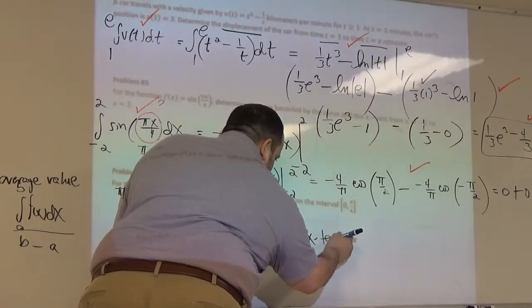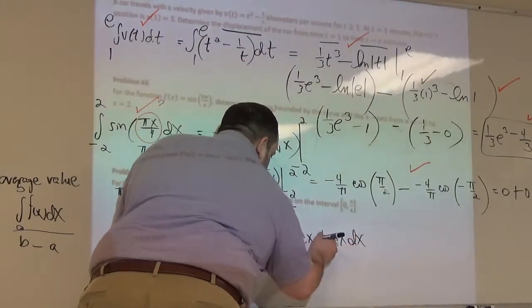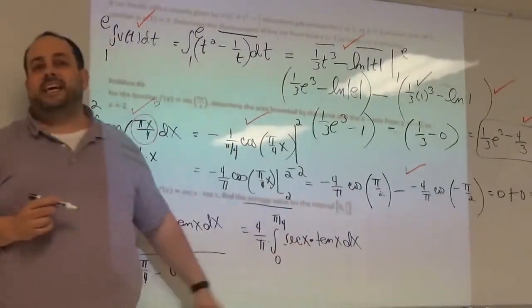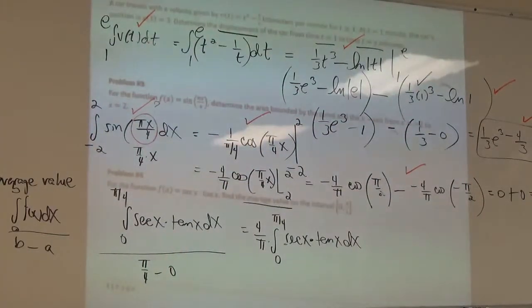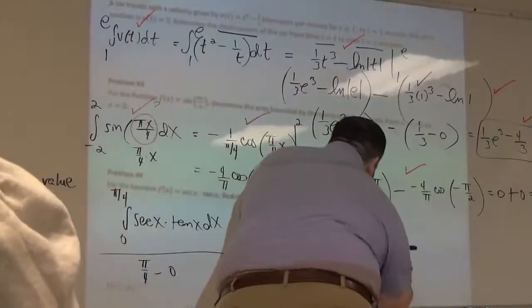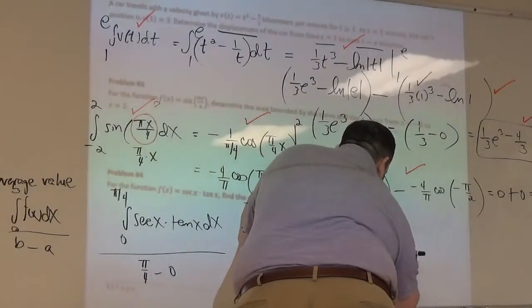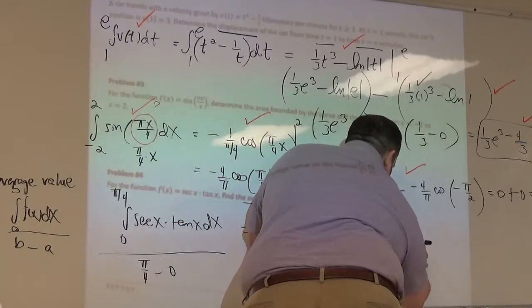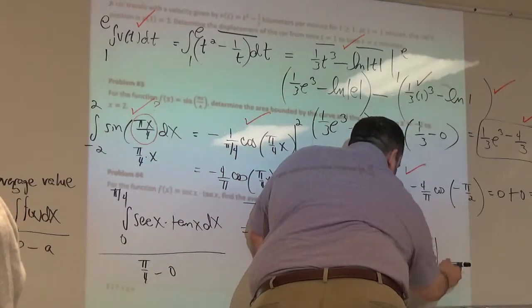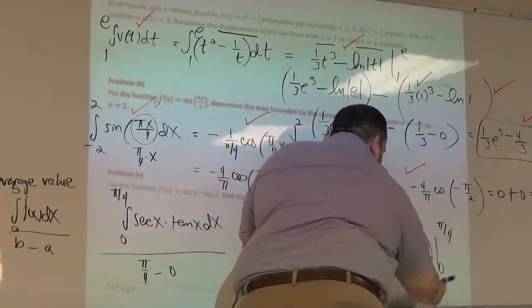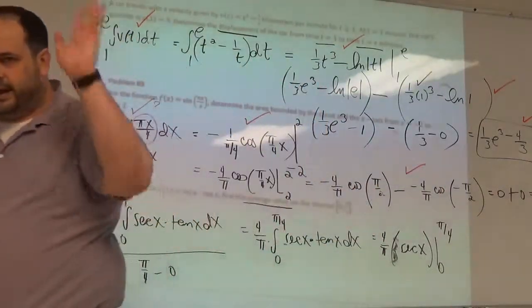Okay, and just real quick before you run on out, the antiderivative of secant of x times tangent of x has to be secant of x. So your final answer is going to be whatever you get when you finish off the integral 4 over pi secant of x from 0 to pi over 4, whatever you get when you simplify.